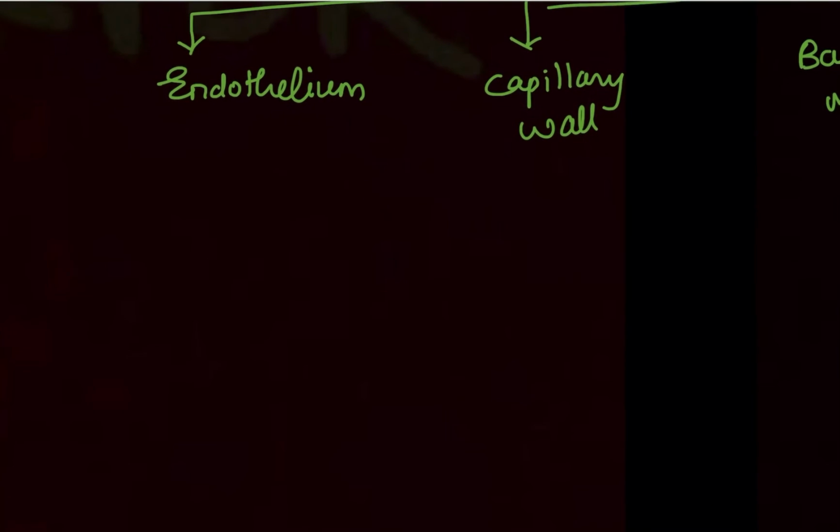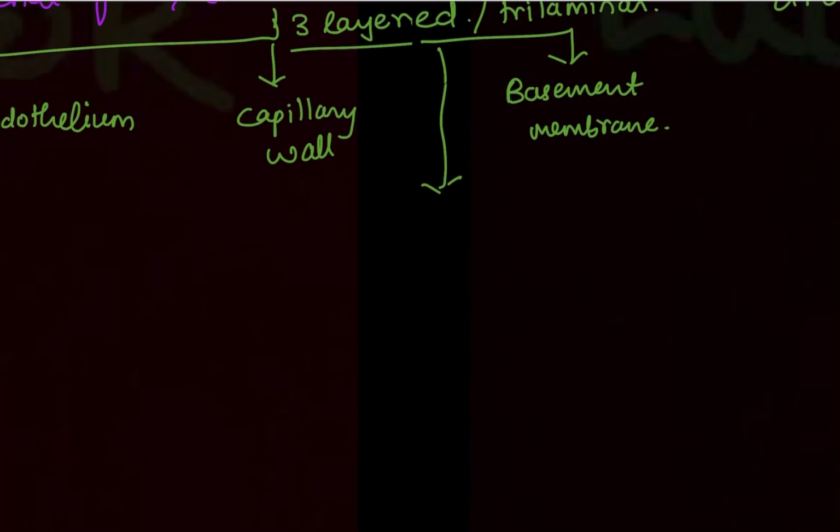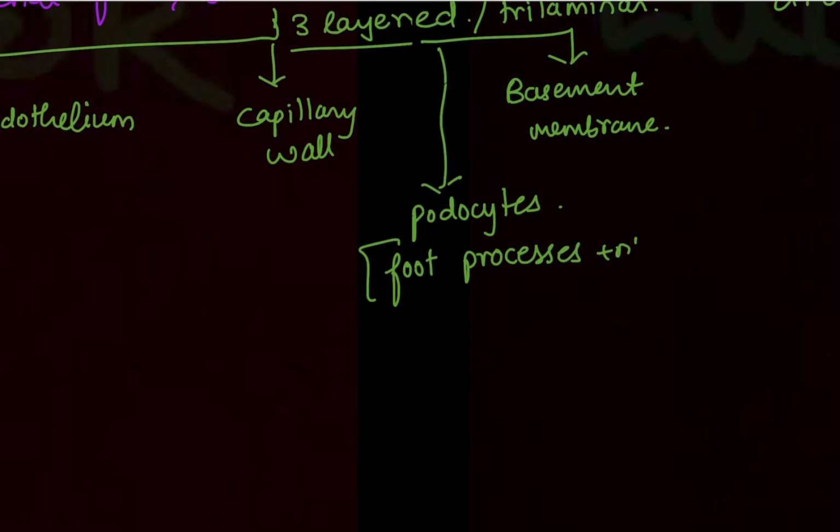Now regarding this endothelium, capillary wall and basement membrane, you must know there is one more thing, which is called podocytes. Podocytes are foot processes. They are foot processes present between the layers, and they line the endothelium.